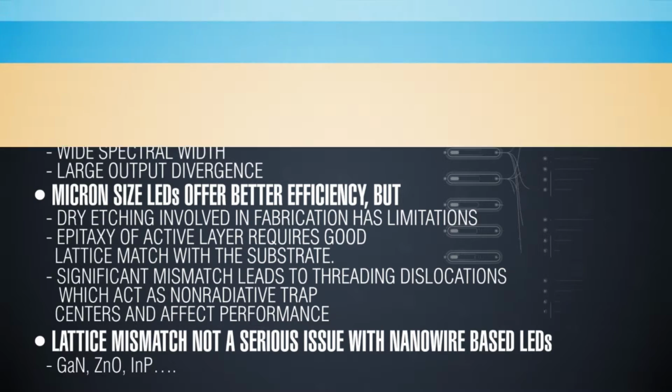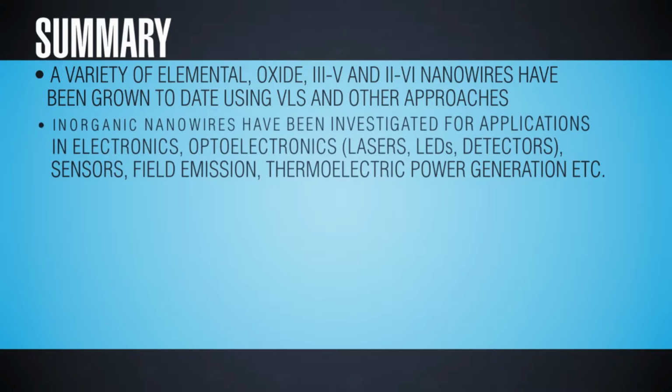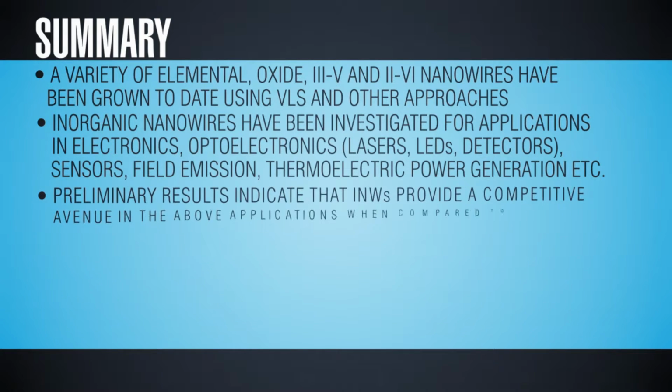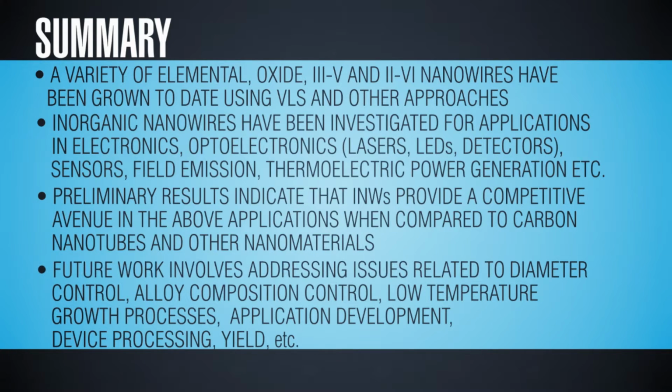Just to summarize, a variety of nanowires have been grown. These are elemental materials such as silicon and germanium, a number of different oxides and nitrides, 3-5 materials like gallium arsenide, indium phosphide, 2-6 materials, and various antimonides. All of these have been grown to date using the vapor liquid solid technique, and a few other approaches too. The VLS approach is more CVD-like, and in that sense, it's amenable for integration in a device fabrication scheme.